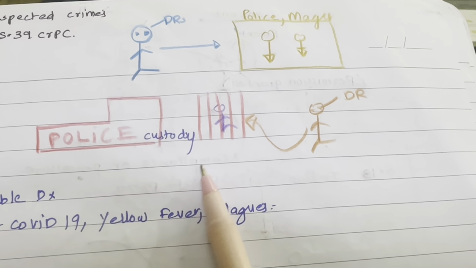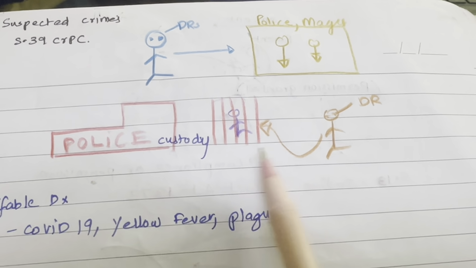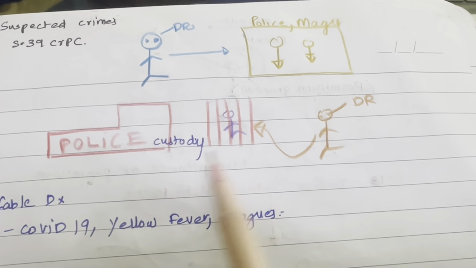Next is police custody. In case of a person in police custody, a person under trial, or a convict, the doctor can disclose the nature and results of his illness to the authority.